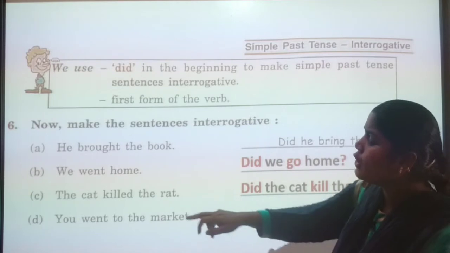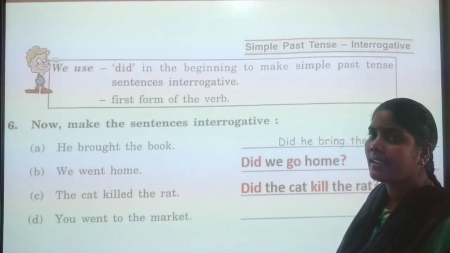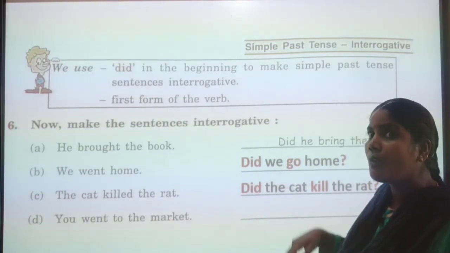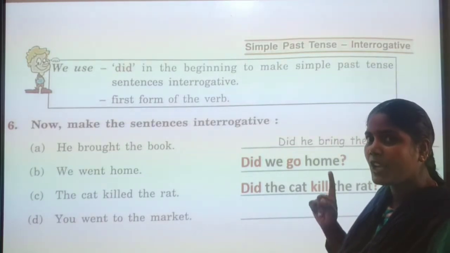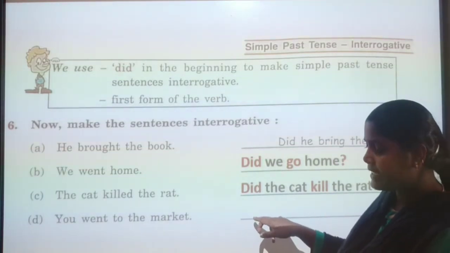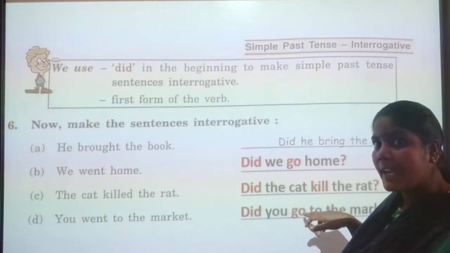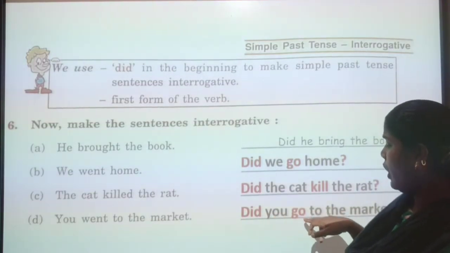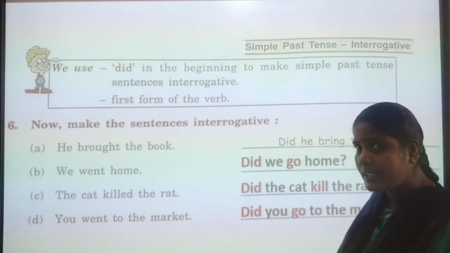Okay. And, you went to the market. How do we change it into an interrogative sentence? So what do we have to write first, my dear children? Yes, you are right. We have to write did and you. Went is the second form of the verb, the first form of the verb is go. Did you go to the market?